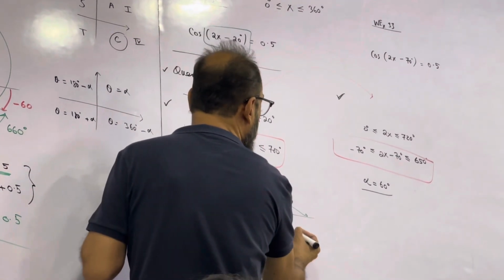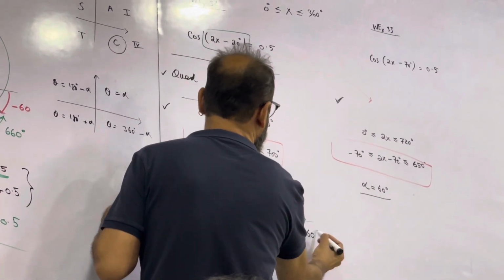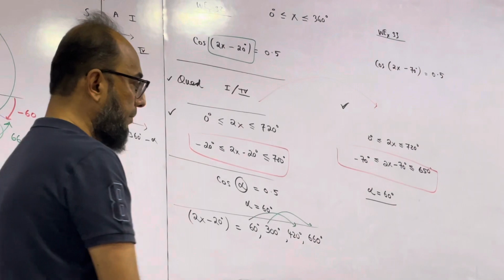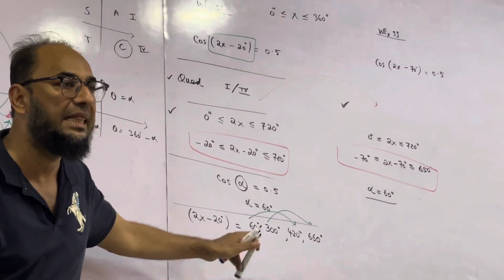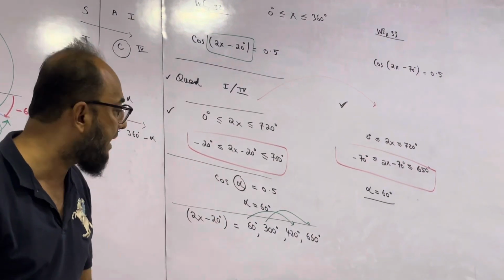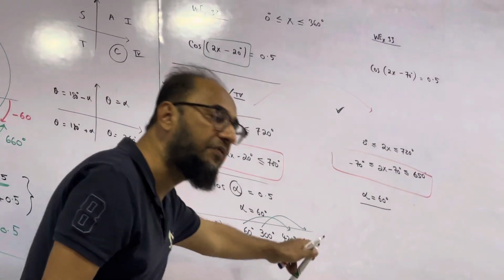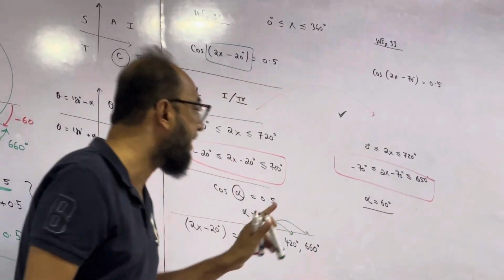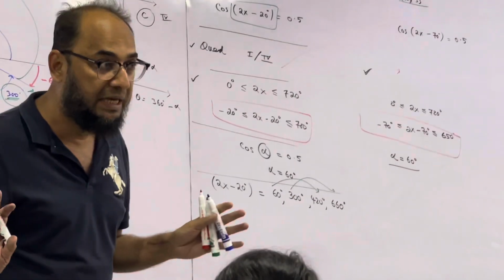60 plus 360, 420. 300 plus 360, that's 660. Pause for a second. Double check. Are these answers within this range? Yes. The answer is yes. We have 60, we have 300, we have 420, we have 660. All these four answers are within this range, so there is nothing to worry about.